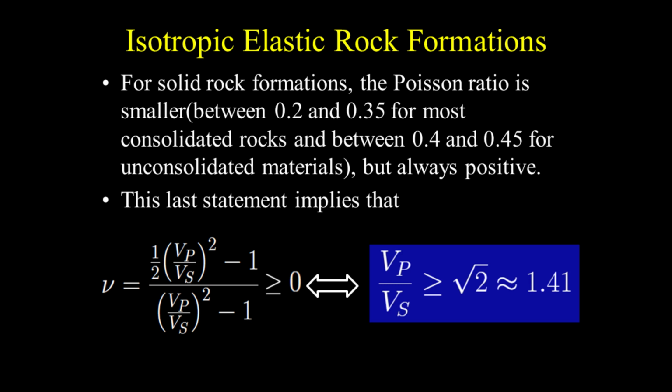The fact that Poisson's ratio is always positive implies that P wave velocity is always greater than S wave velocity times the square root of 2. We've arrived here at a very important result. P wave velocity is always greater than S wave velocity, with the extra precision that P wave velocity is actually greater than S wave velocity multiplied by 1.4. This result is only valid for isotropic rock formations.